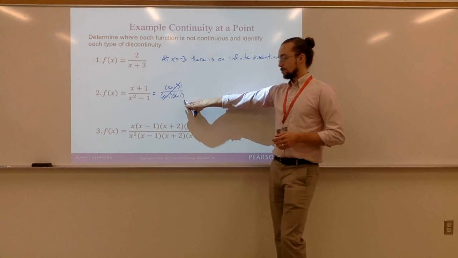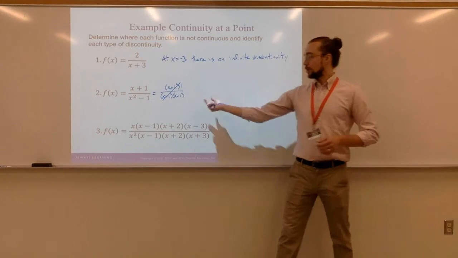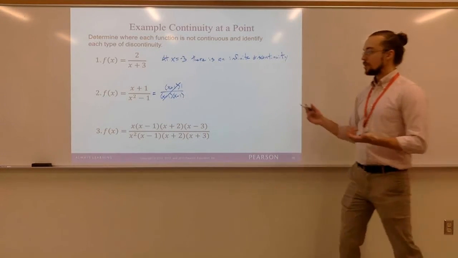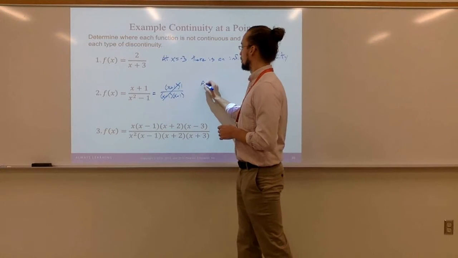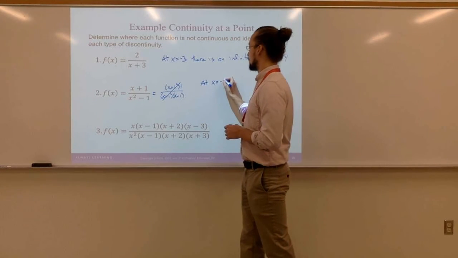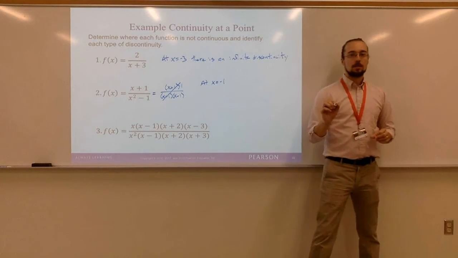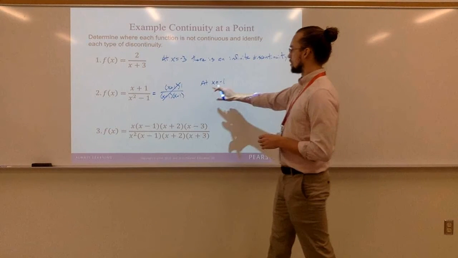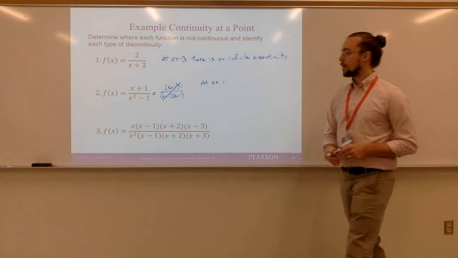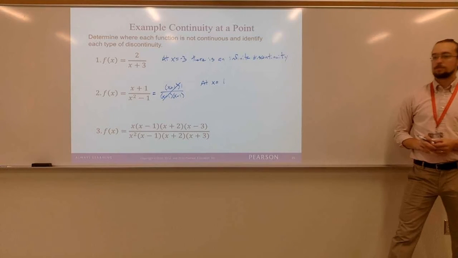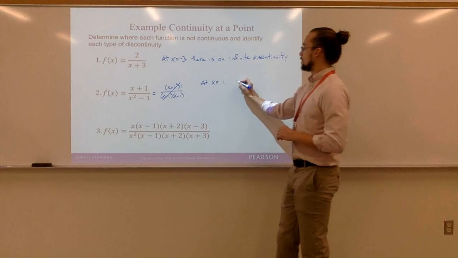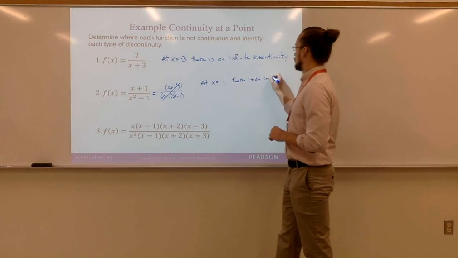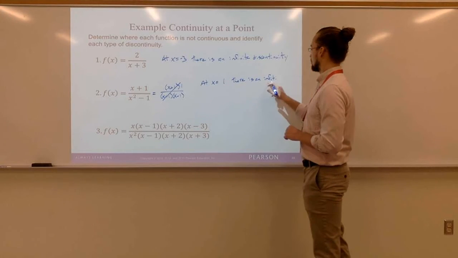So that tells me, at this value, if I now just set x minus 1 equal to 0, I'll get x equals 1. So what's happening at x equals 1? It's an asymptote. So at x equals 1, there is an infinite discontinuity.